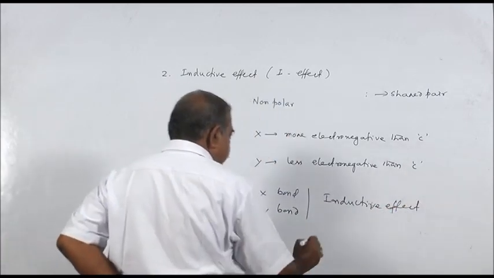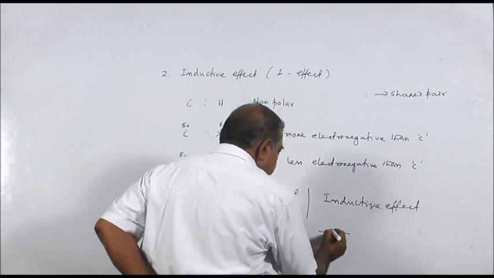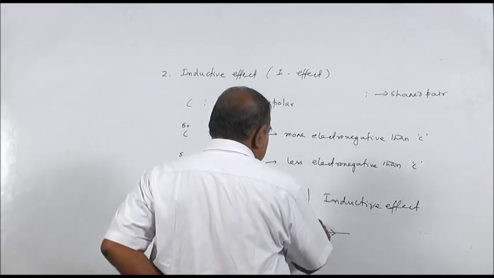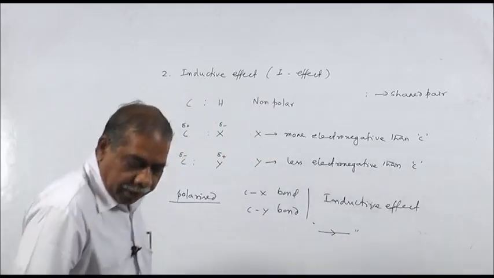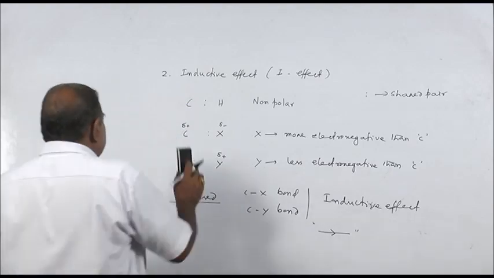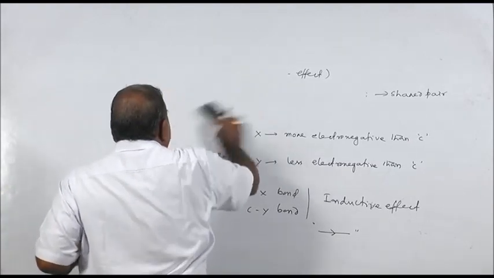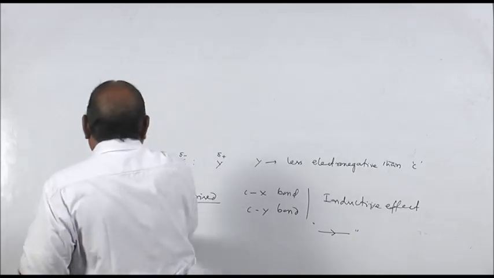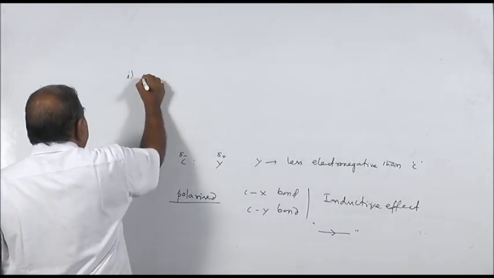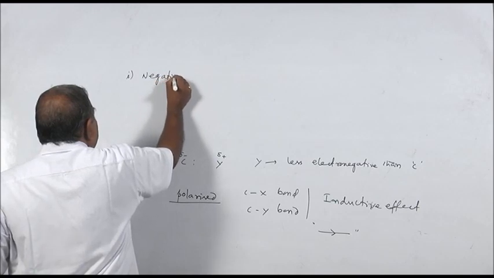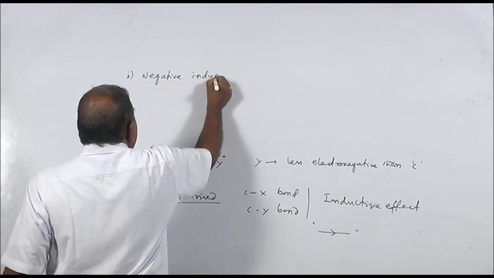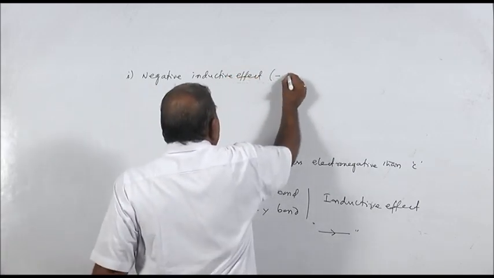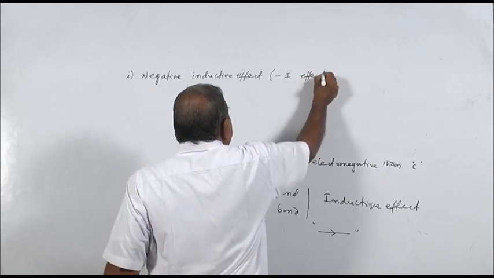Permanently it is polarized. It symbolizes an arrow, but the arrow mark is in between, not at the end. It is the symbol for inductive effect. Inductive effect is of two types. One, negative inductive effect, that is called minus I effect.